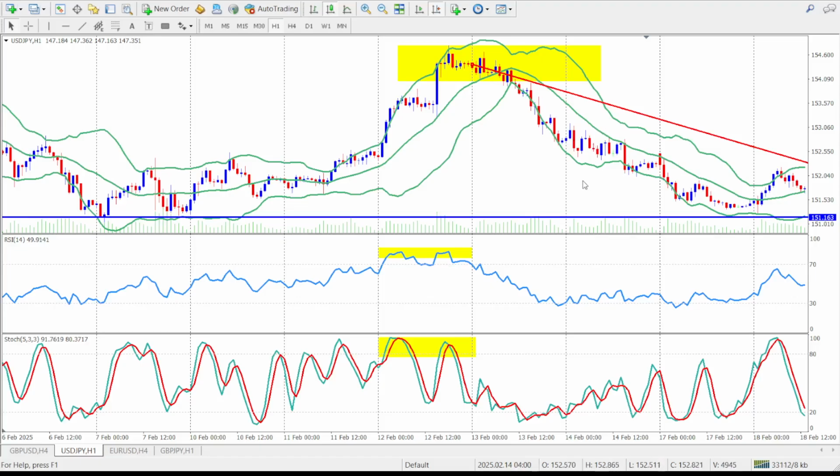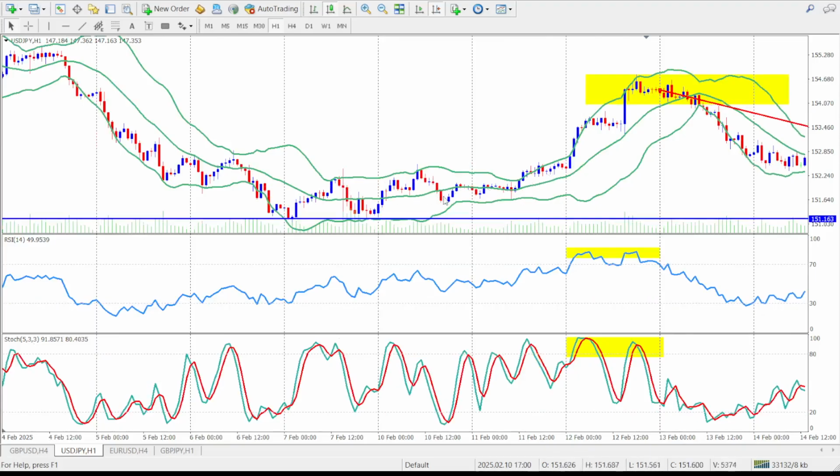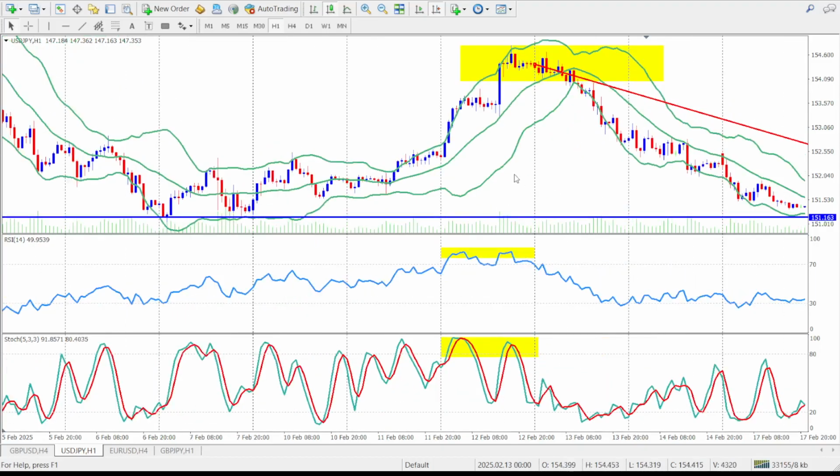One key strategy is to look for squeezes. All right. When the bands tighten, it suggests low volatility, and when they expand, it often signals a breakout is coming. So this is extremely useful for day traders looking for explosive price movements.